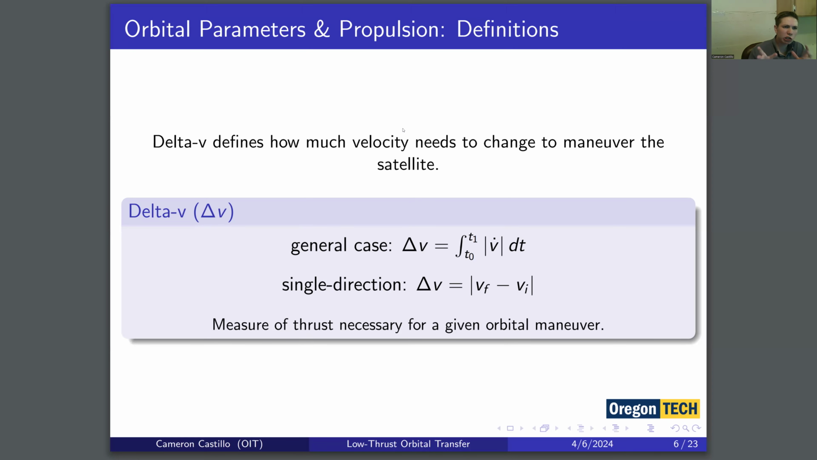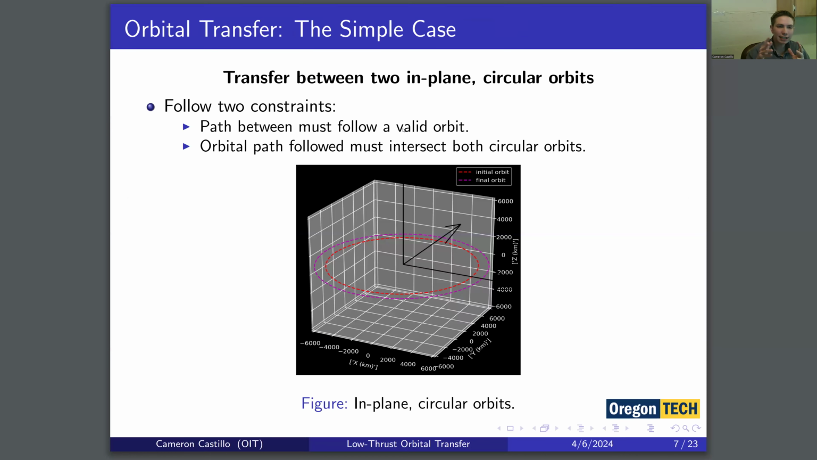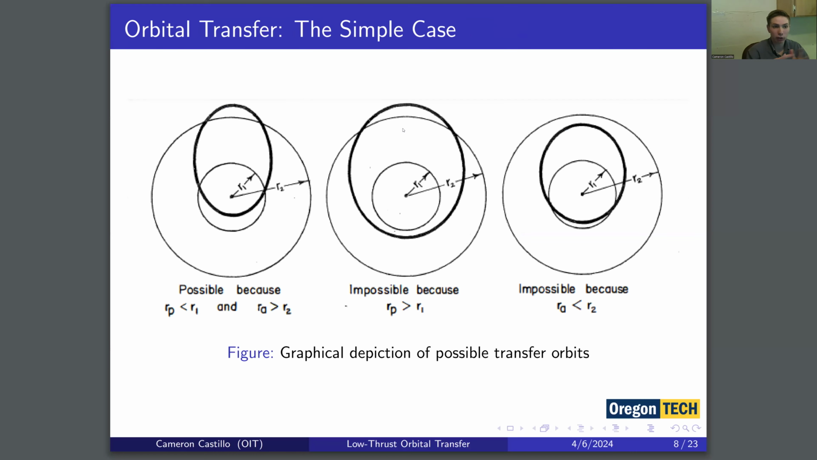If we want to solve for how to get between 2 orbits, let's take the simplest case we possibly can. That's the general way of doing things. So let's take a transfer between 2 in-plane circular orbits. Let's say we want to go from this red orbit to the purple orbit. There are 2 parameters we have to follow: the path between those 2 orbits must itself be a valid orbit, and the orbital path must intersect both circular orbits. You can kind of see that with this picture.